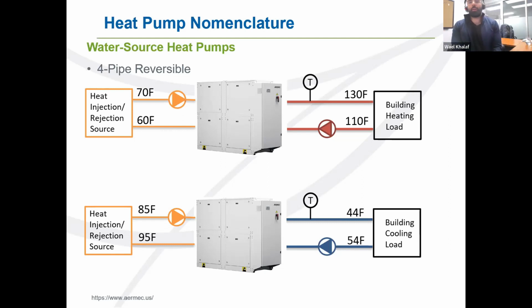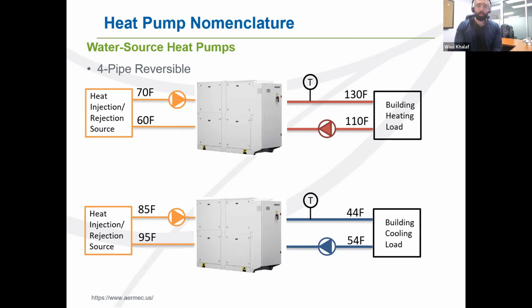So let's look at the four-pipe reversible heat pumps that I was talking about. The reversing action here is achieved by the reversing valve on the refrigeration circuit internal to the heat pump. So this system really consists of four pipes. We have a heat injection rejection source, which can consist of a combination of boiler, cooling tower, geothermal, or whatever hybrid system or design you have, which can even integrate solar heating into it.